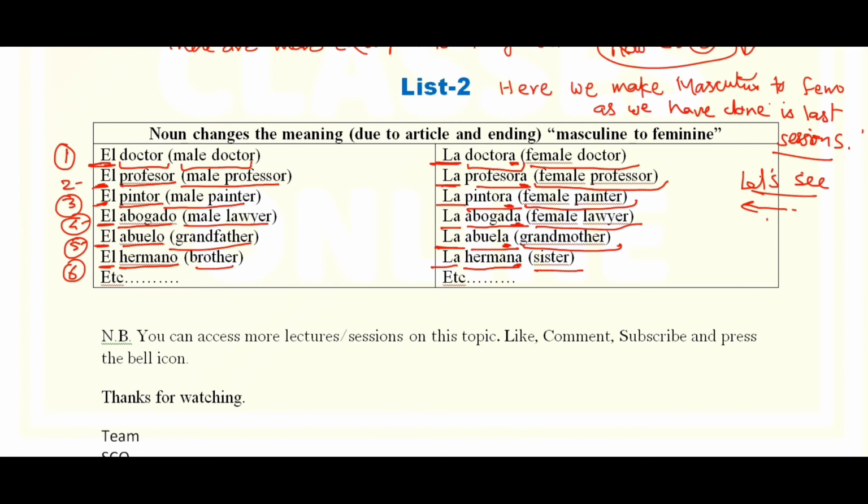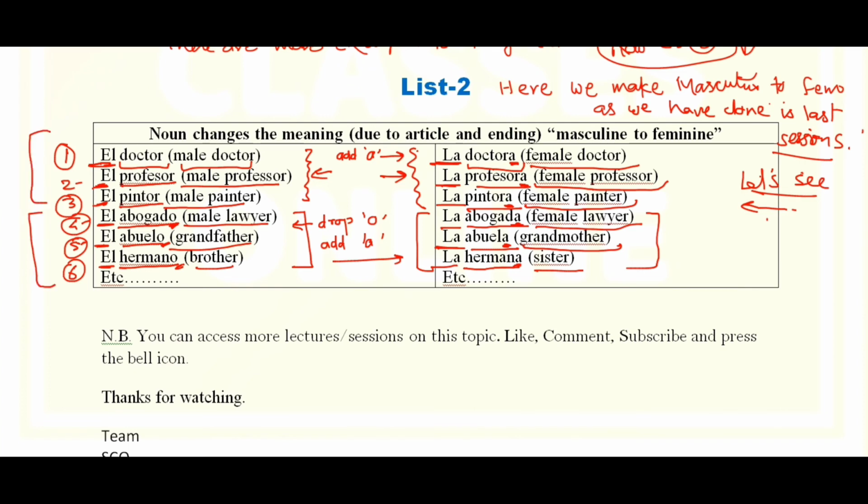So we have seen some examples. Due to article and masculine to feminine, we have different meanings. List 1 and list 2 are going to be very useful, and may solve a lot of exercises and problems. These are also important for your competitive exams. If you go for Spanish special exams, you will find such exceptions there. So practice. If any noun is ending with or, you have to add a in female, and if any masculine noun is ending with o, drop o, add a in order to make masculine to feminine. So list 2 has this.